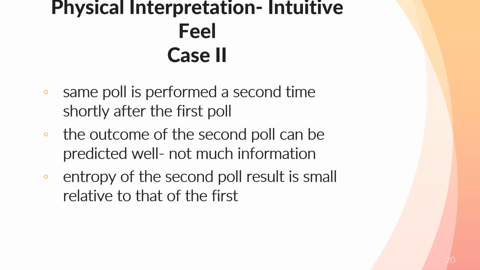Now, the same poll is performed a second time shortly after the first poll. Now we know about the previous results, so the outcome of the second poll can be predicted well. We will not have much information. So the entropy of the second poll result will be less compared to the first, and the average information content will be less compared to the first.